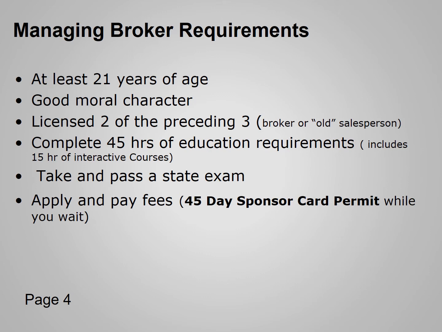You complete 45 hours of educational requirements, which includes a 15-hour interactive course. So the requirement is a 30 plus a 15-hour course, the 15-hour being the interactive course. Take and pass your state managing broker's exam that AMP gives, and then you apply and pay your fees. You get a 45-day sponsor card permit. While you wait, you can be actively involved as a managing broker. In fact, the new requirements allow you to act as a managing broker for 90 days while you're working on being a managing broker.